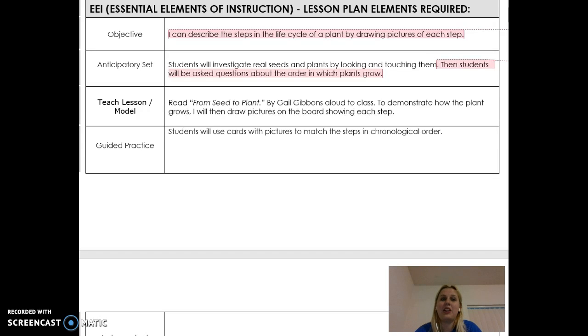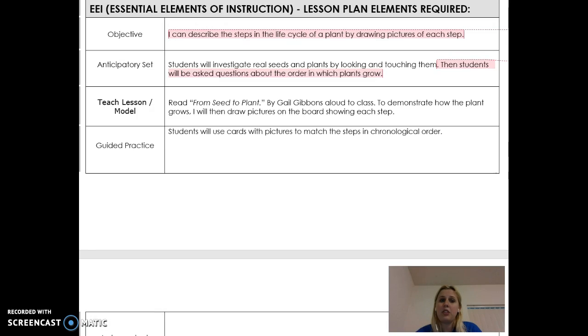Alright, so for the lesson that you will be teaching, you will read From Seed to Plant by Gail Gibbons, and you'll read it aloud to the class. This is to demonstrate how the plant will grow, and what you will do on your end is draw pictures on the board showing each step of the plant cycle. So for the guided practice, this means that students will not be on their own. You will be helping them with this, so try and have them do it independently, but if they need help, of course, be there for them.